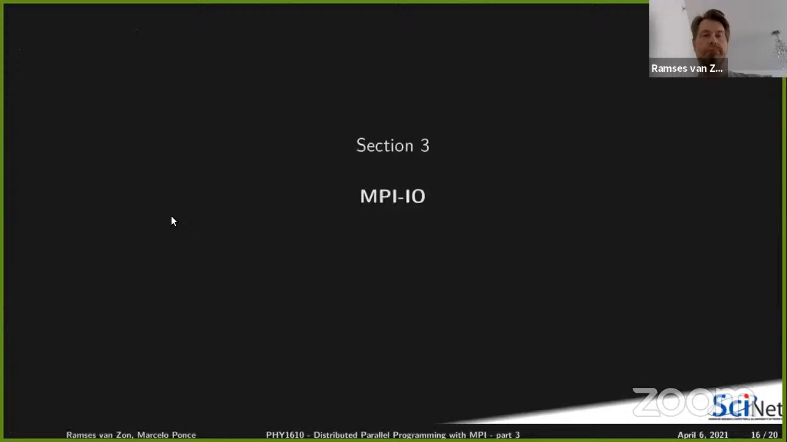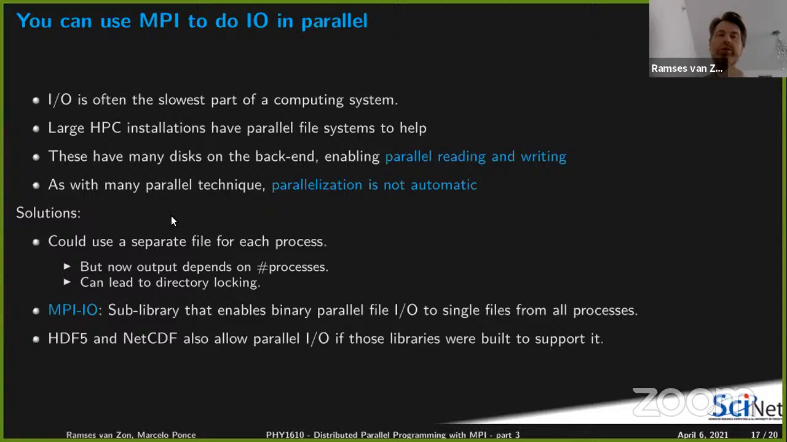Okay, so I wanted to end with one more thing that is always more important than you think, and that's I/O. I/O is often the slowest part of a computing system. The disks are not that fast. If you don't write out too often or you don't read too much, obviously it doesn't matter, it's a small fraction. But if you're running large systems that don't fit within a node's memory, you're going to have large data to write out. So there's going to be I/O and it's going to be slow.